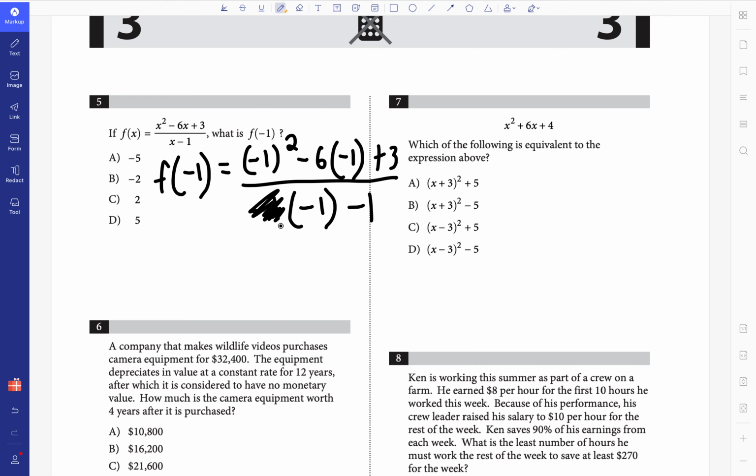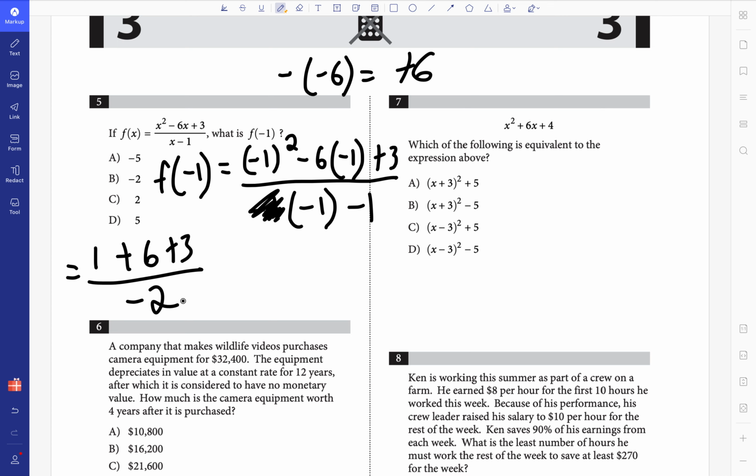-1 minus 1, which equals... -1 squared is 1. 6 times -1 is -6. Now, subtracting -6 equals +6, so +6 plus 3 over -1 minus 1 is -2. Therefore, we have 10 over -2, which equals -5.